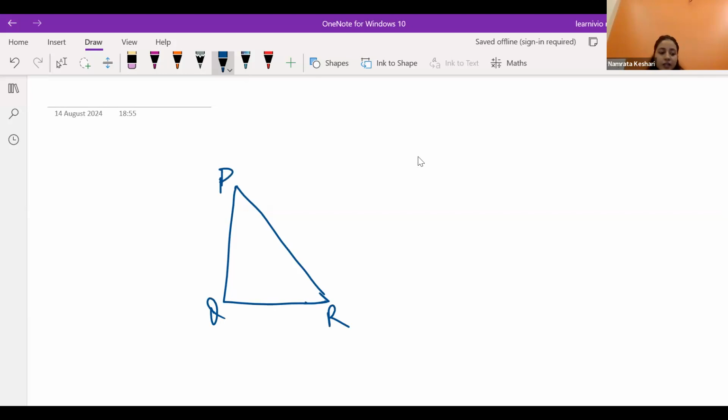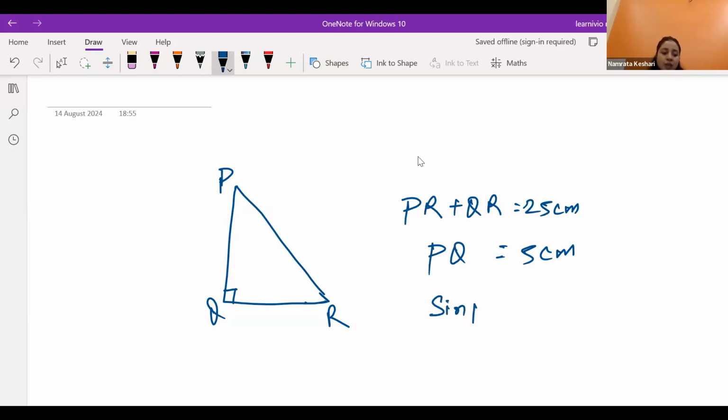So there is a triangle PQR over here, right angled at Q. PR plus QR is given as 25 centimeter. PQ is given as 5 centimeter. We have to determine what is sine P, what is cos P and what is tan P. Okay, PR plus QR is 25 centimeter. Here this PR and this QR, these two added together is 25 centimeter. Here is 90 degrees, and angle P is the angle which we have to focus on.